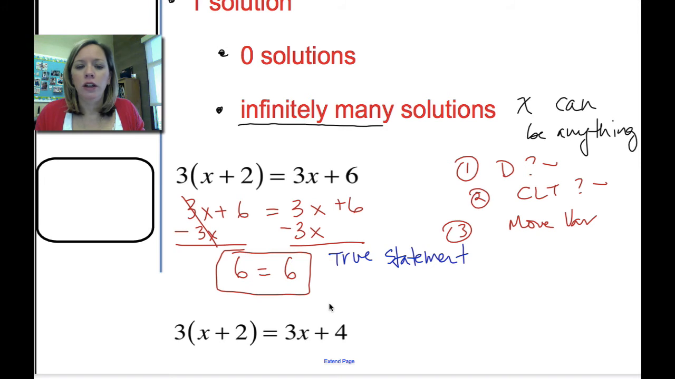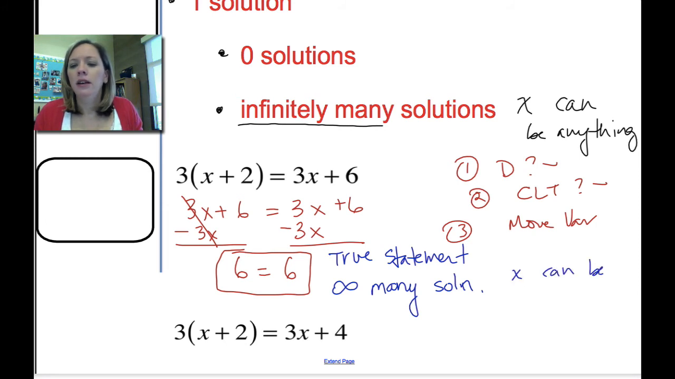Alright, so this is a true statement. We can write it using our symbol for infinity. So we can say infinitely many solutions. Or, in other words, x can be anything.